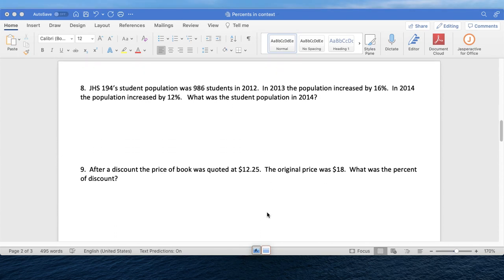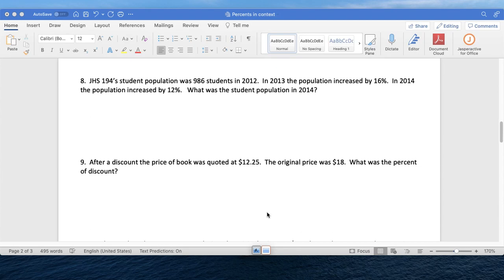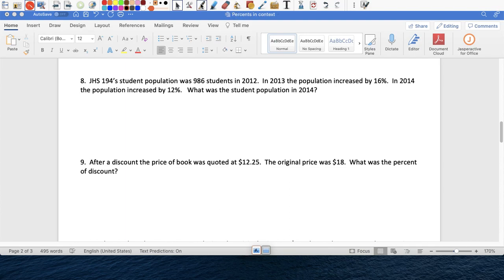Percent change. No, actually it's not a percent change. So the population in 2012 was 986. It went up by 16%, guys. So when it goes up, we're going to add 100 plus 16, so it's going to be 116%. So we're going to multiply that by 1.16.